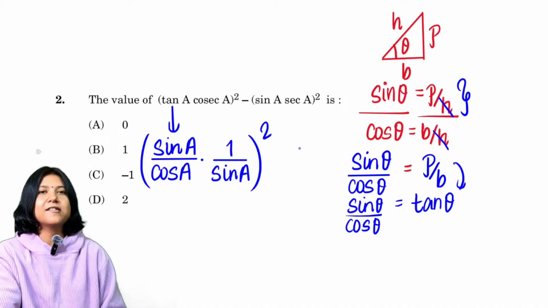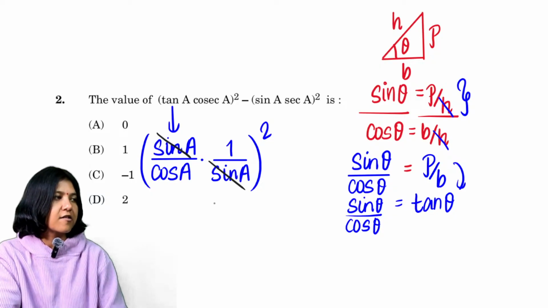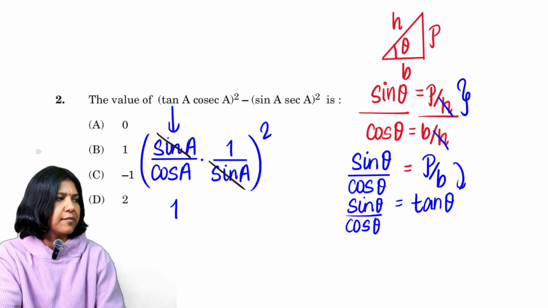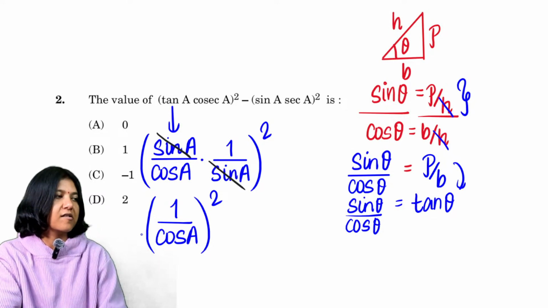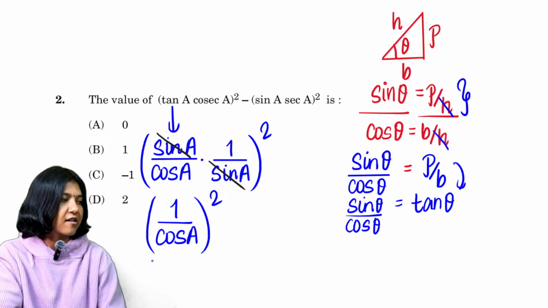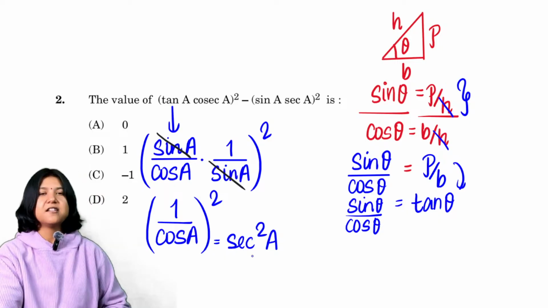You clearly see I have something in common for both numerator and denominator. We will get rid of it like this. So what I have in the first bracket is simply 1 by cos A the whole square. Now what is 1 by cos A? They're asking me the reciprocal of cos. The reciprocal of cos is sec, right? So I can write this as sec square A. All right, that is sec square A.